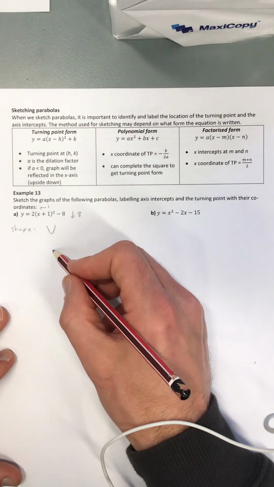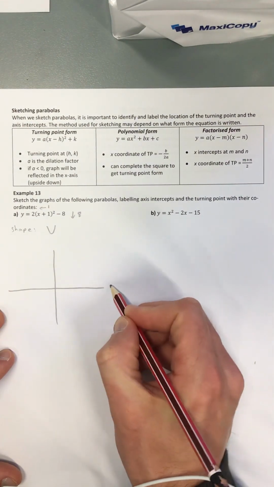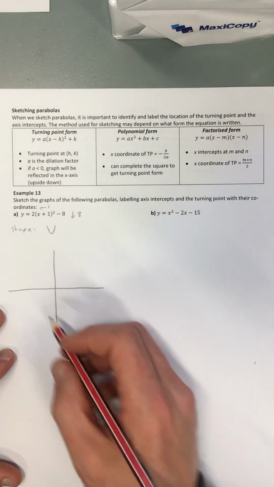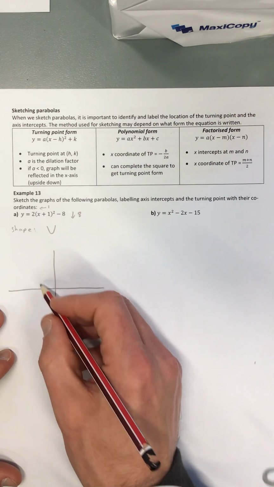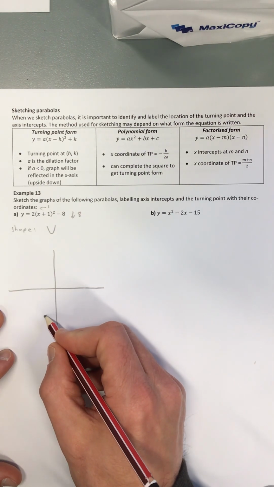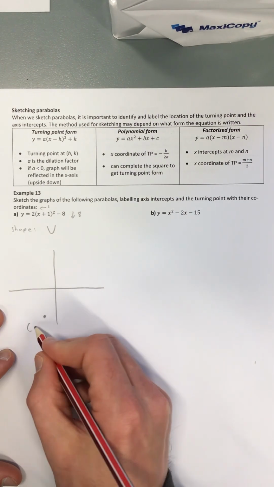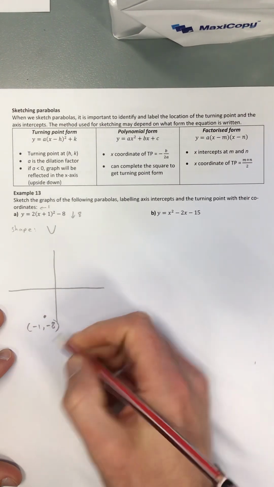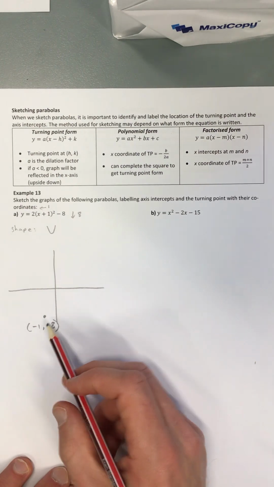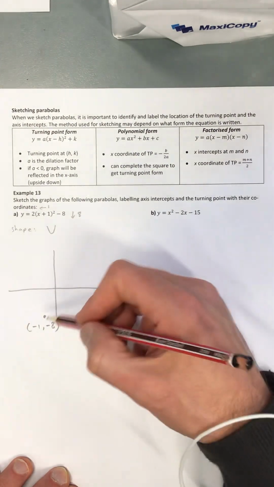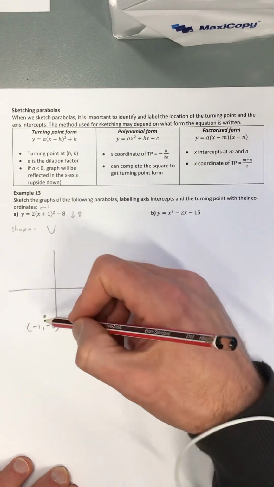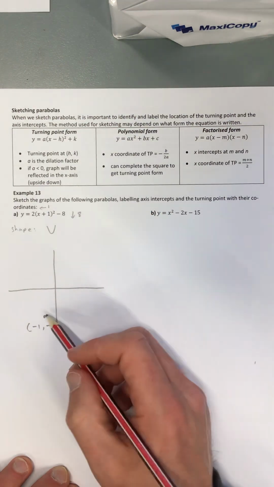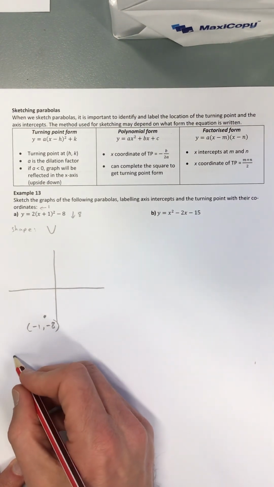So we can start by marking in where the turning point is going to go. 1 unit left, 8 units down. Now this won't be perfectly to scale, but we'll try to make it as neat as we can. That turning point will happen at -1, -8. Of course, knowing that it's a positive parabola, it is going to come up and hit the x-axis twice, and there'll also be a y-intercept. So let's find those things.